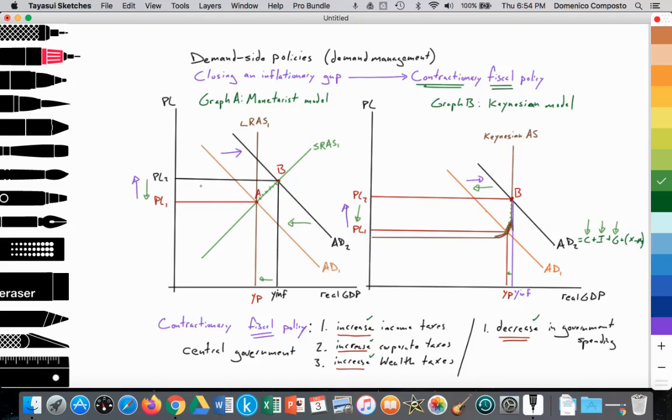By using contractionary fiscal policy, the price level falls from PL2 to PL1, and real GDP decreases from Y inflation back to YP. And that's it. That's the idea behind contractionary fiscal policy.